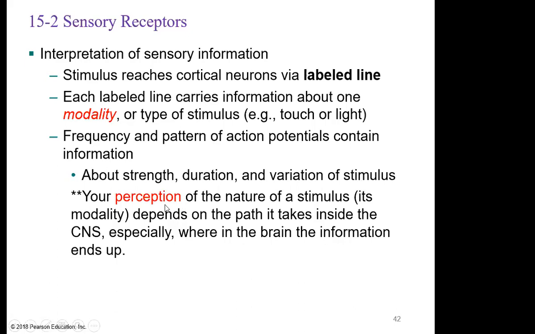And your perception depends on the path it takes inside of the central nervous system, especially where in the brain the information ends up. The somatosensory cortex is very specific, and I'm going to show you guys that next time. If something is coming from the toe, it will go to a specific area of the somatosensory cortex versus if something is coming from the shoulder. So where in the brain the information ends up is incredibly important for how you're actually going to perceive that particular information.